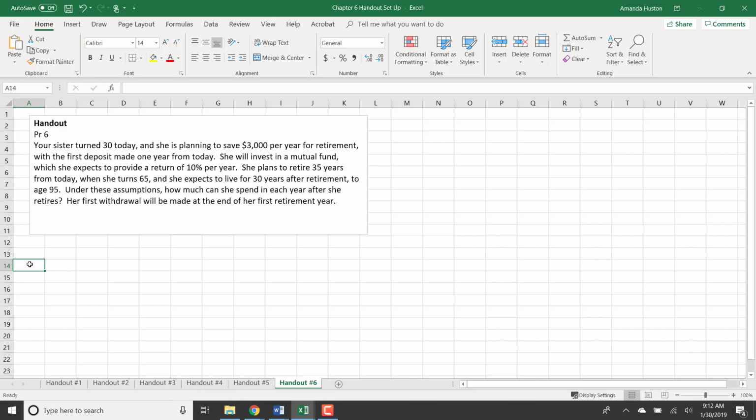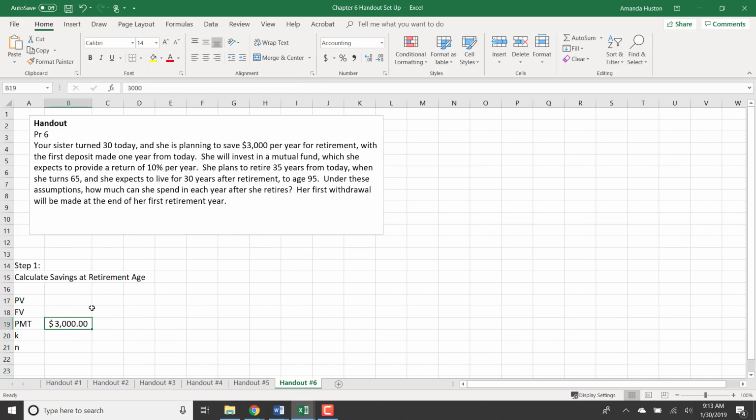All these end of years are telling me that these are ordinary annuities and I don't need to use the 1 in Excel. So this is a 2-step problem. Step 1, calculate savings at retirement age. All right. So then we're going to do PV, FV, PMT, K, and N. So it says she's going to save $3,000 per year.